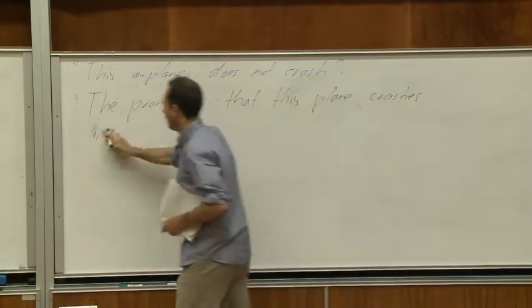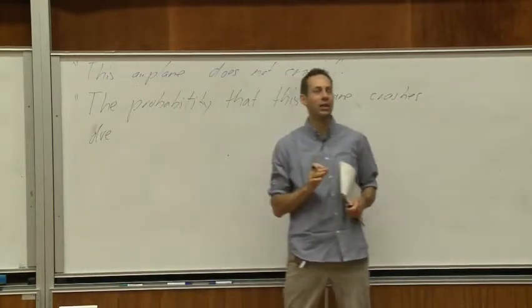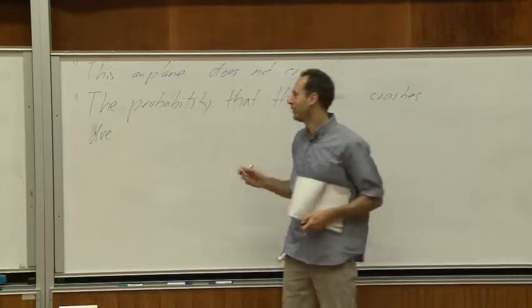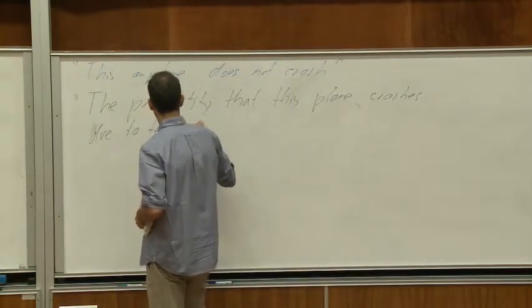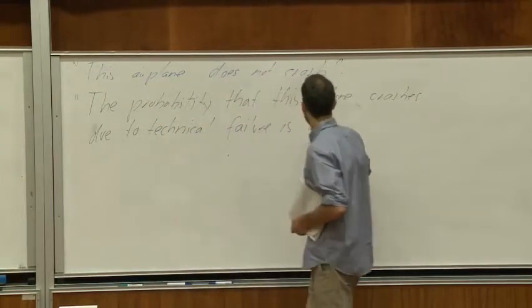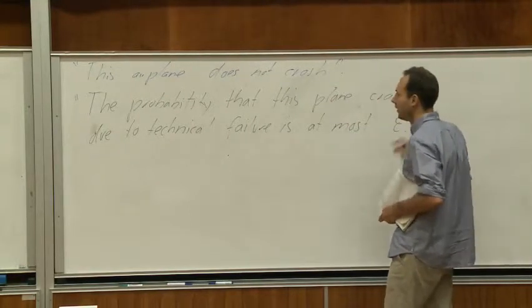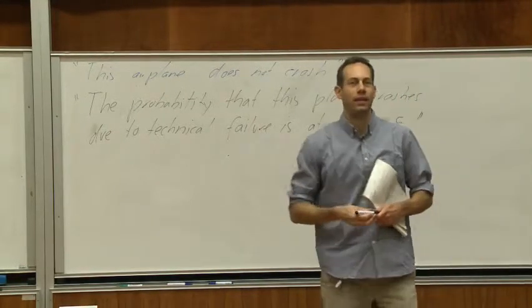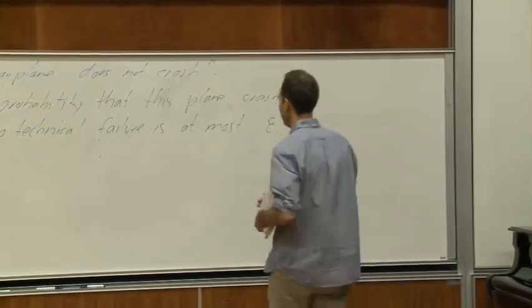And then I have to say something about the assumptions. For example, I could say assume that there is no human failure. So I could say due to technical failure is at most some value which I call epsilon. So this is something we would like to achieve also in cryptography. It's clear that this statement is much more useful.